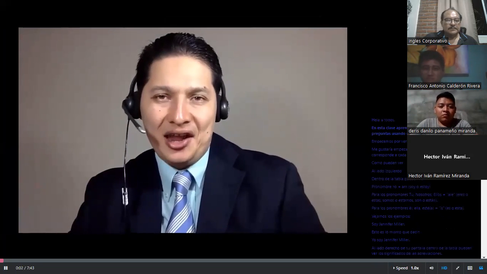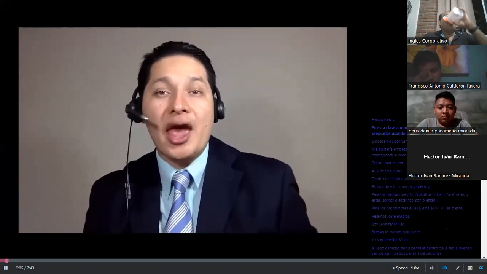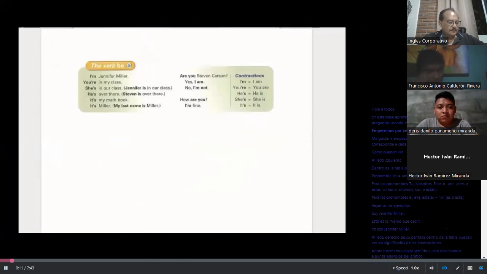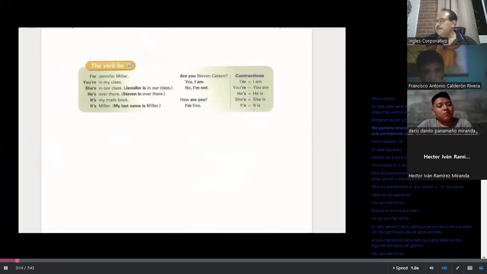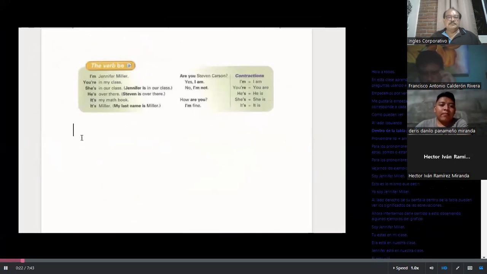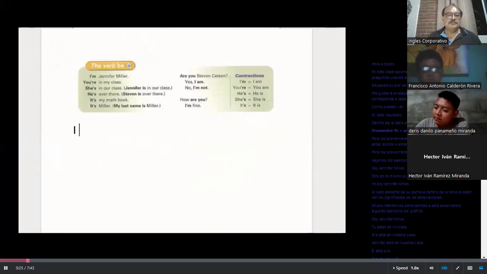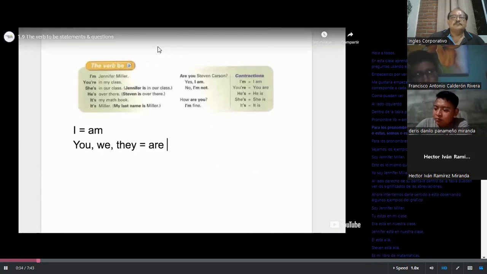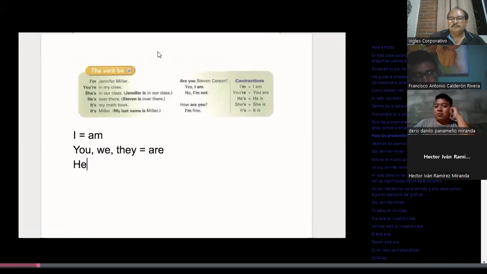Hi everyone. In this class, you'll learn how to form statements and questions using the verb to be. Let's get started by looking at the image on your screen. I would like to start by explaining the verb to be, which corresponds to each pronoun. As you can see, towards the left hand side of the chart, you can see the pronoun I that will be equals to am. For the pronouns you, we, and they, you're going to use are. And for the pronouns he, she, and it, then we're going to use is.